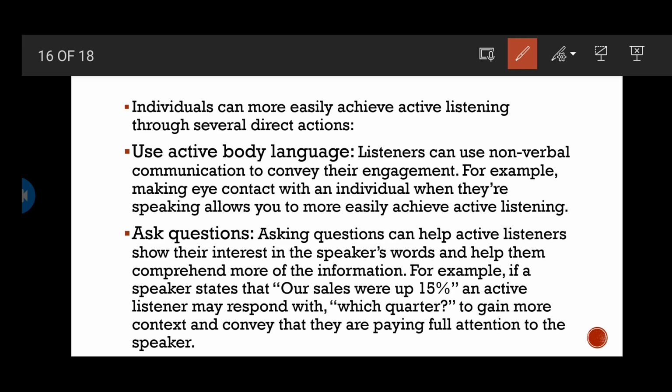Ask questions. Asking questions can help active listeners show their interest in the speaker's words and help them comprehend more of the information. For example, if a speaker states that our sales were up 15%, active listeners may respond with which quarter, to gain more context and convey that they are paying full attention to the speaker.